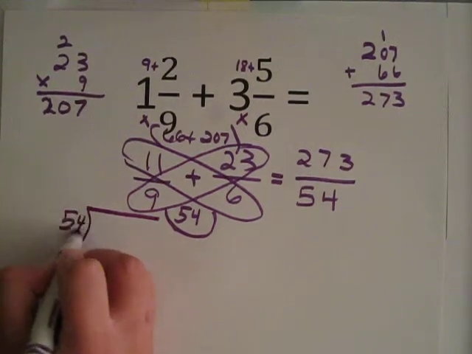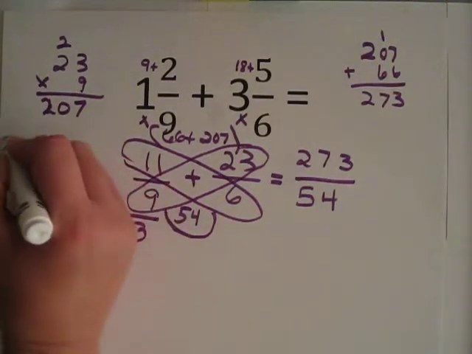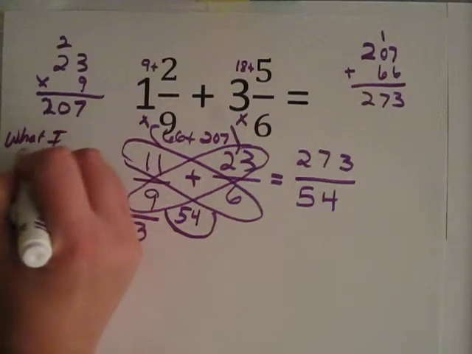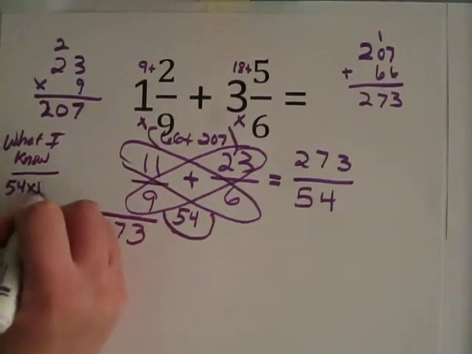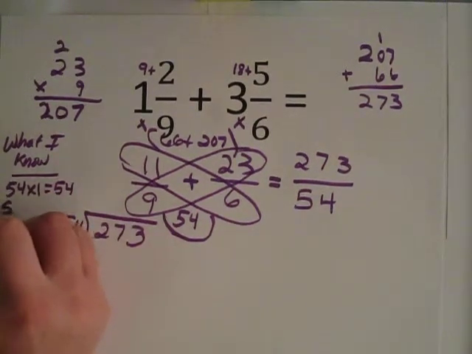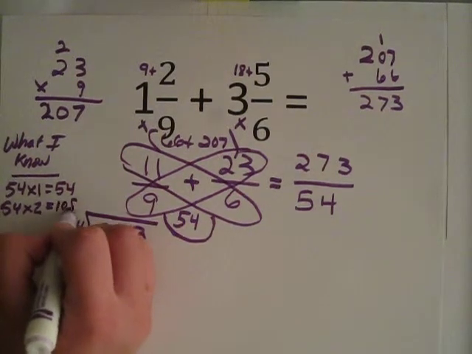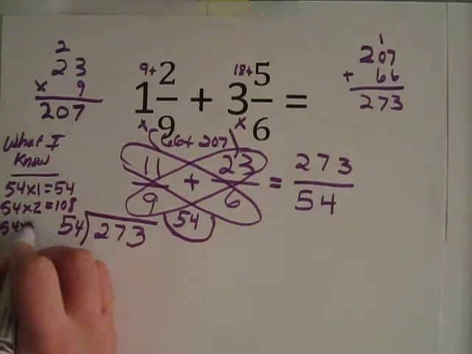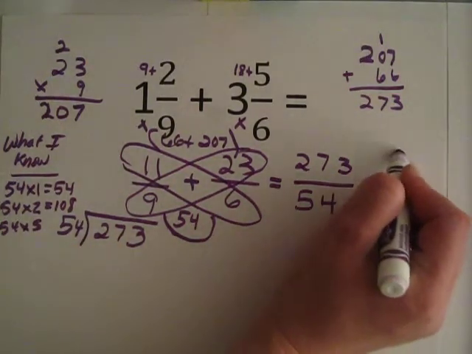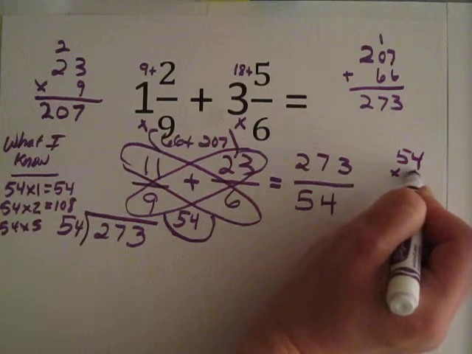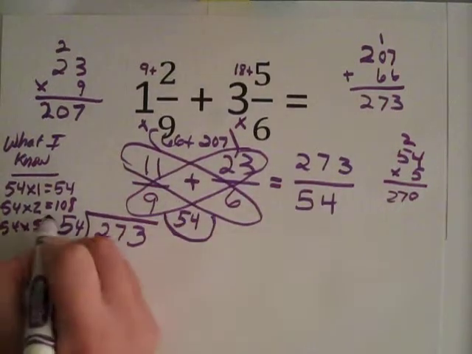See how many times 54 goes into 273? So I'm going to write what I know, off to the side over here. 54 times 1 equals 54. 54 times 2 equals 108. 54 times 5, I need to do off to the side to figure out what that is. 54 times 5, 270.